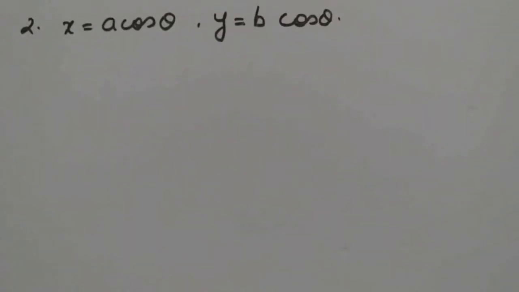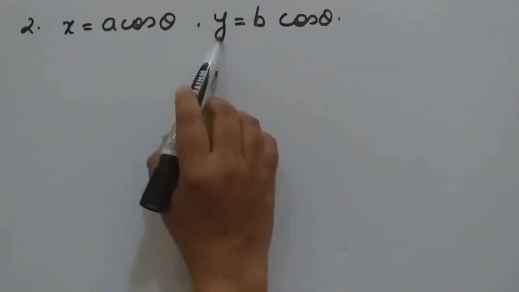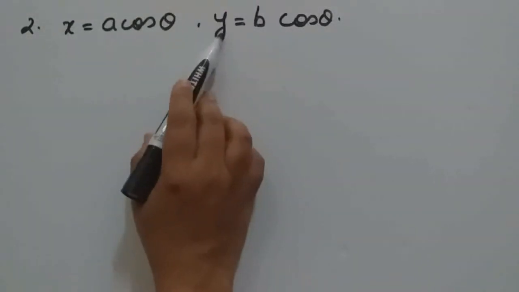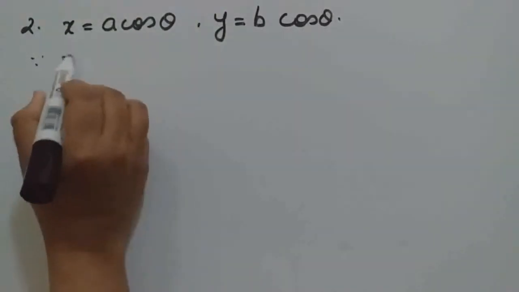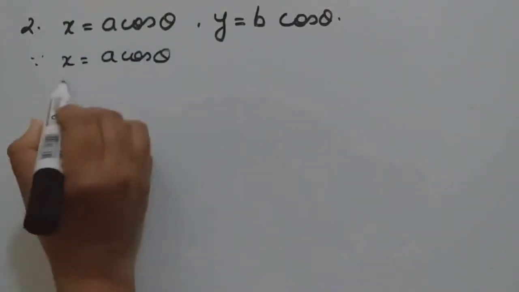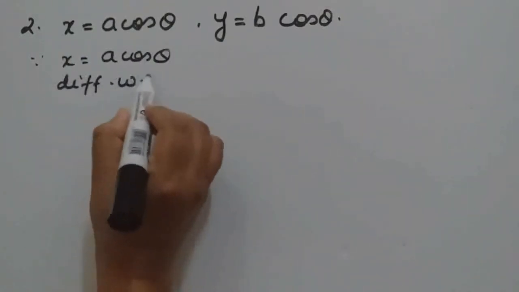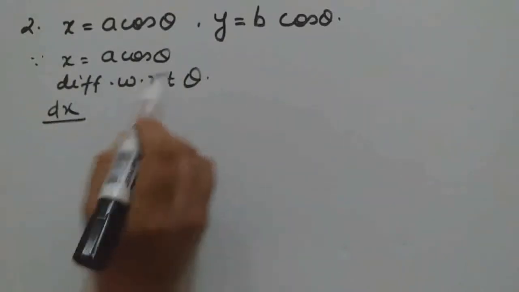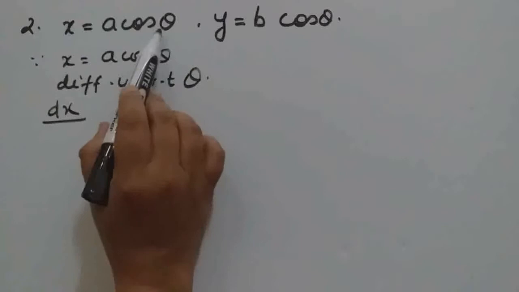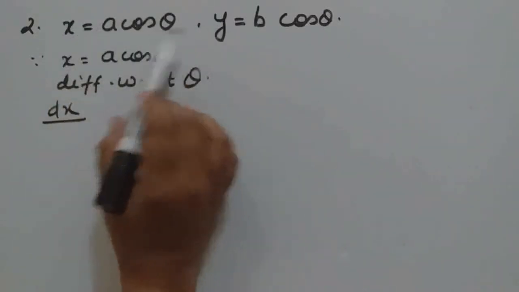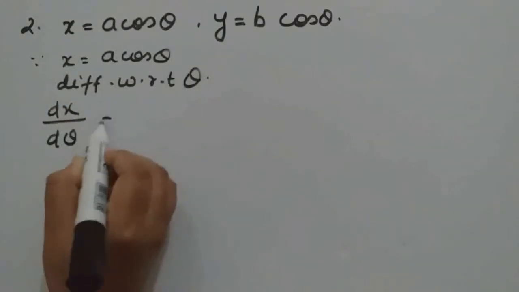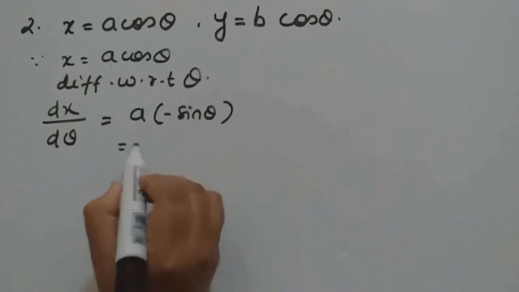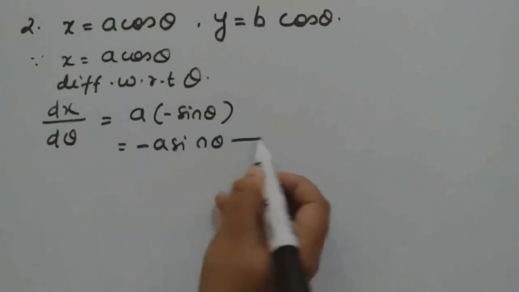Question number 2, x is a function of theta, y is also a function of theta. Means we can differentiate both separately with respect to theta. So x equal to a cos theta, differentiate with respect to theta. Here the parameter is theta. Parameter means that variable by which both x and y variables are linked here. So dx by d theta will be, coefficient is a, cos theta derivative is minus sine theta. So minus a sine theta, equation 1.